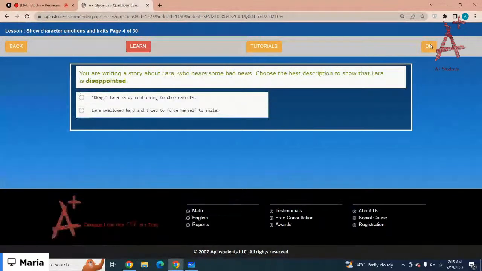Now, you are writing a story about Lara, who hears some bad news. Choose the best description to show that Lara is disappointed. "Okay," Lara said, counting the chopped carrots. Lara swallowed hard and tried to force herself to smile. So, which is the correct option, one or two? Yes, it would be option number two that tells how disappointed she is.